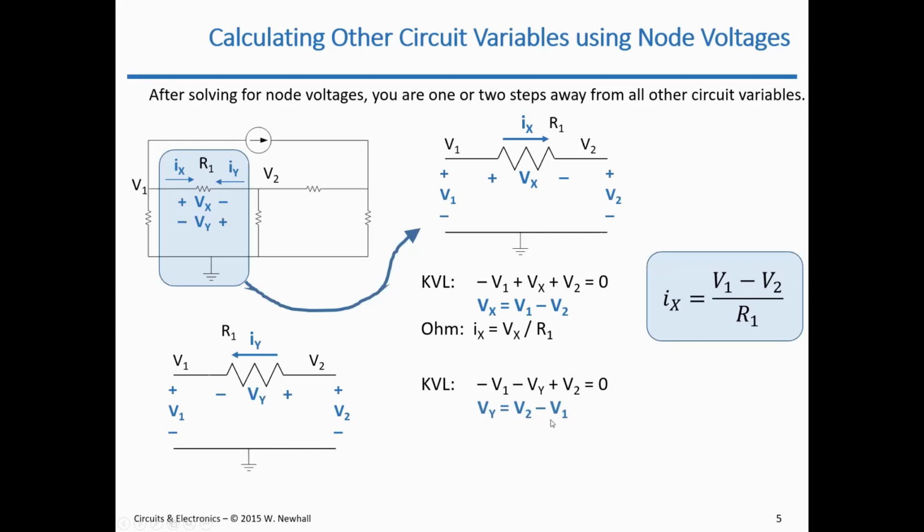So if you know V2 and V1, then you can figure out the voltage with the opposite polarity compared to Vx, right? And then I can use Ohm's law to figure out Iy, right? Ohm's law is just Vy over R1 equals Iy. And so then I get this equation. So this is just like the equation at the top, right? Except I want the current going from V2 to V1. So the current going from V2 to V1 is V2 minus V1 over R1, okay?